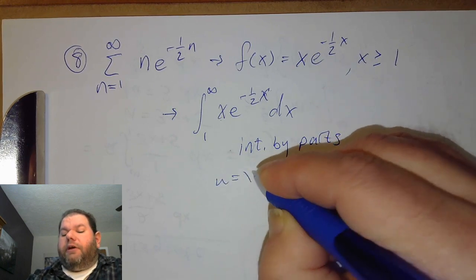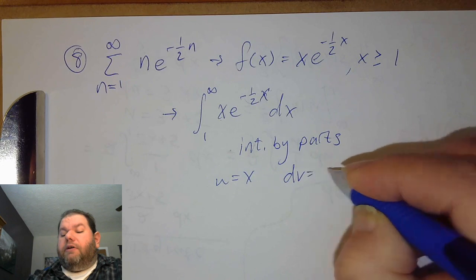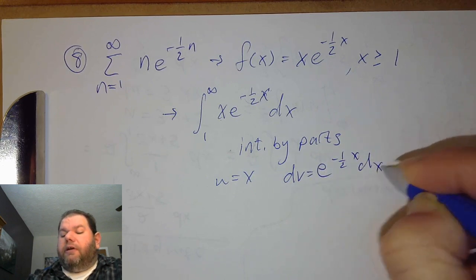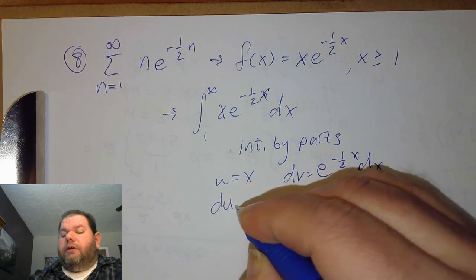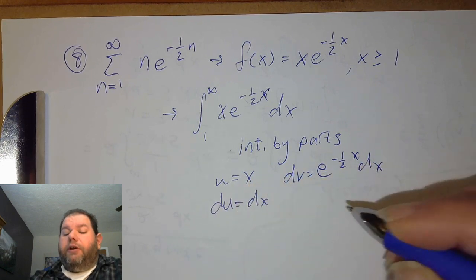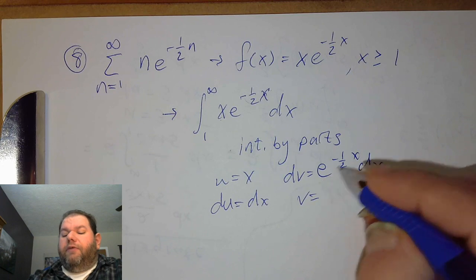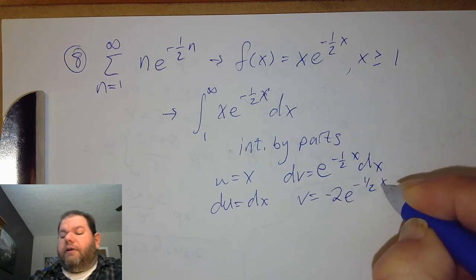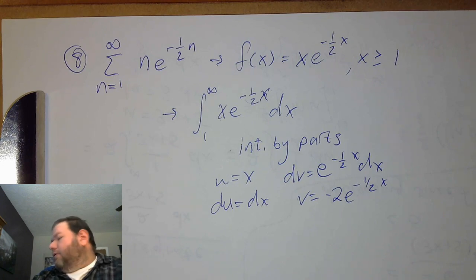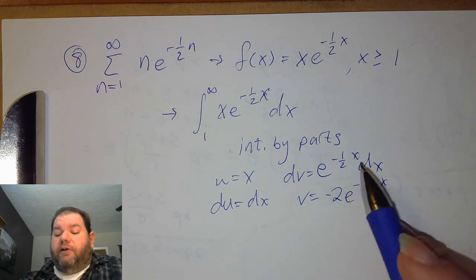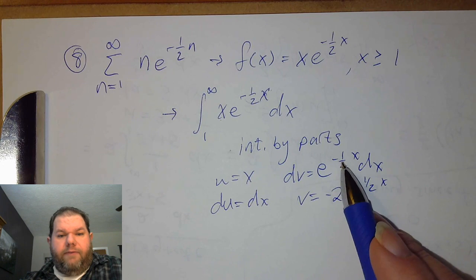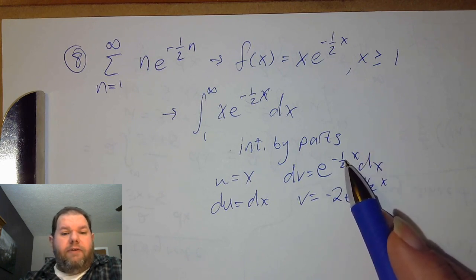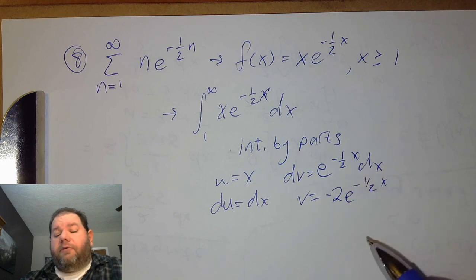So u is equal to x, dv is e to the negative 1/2 x dx, du is 1 dx, and v, if we integrate, is negative 2 e to the negative 1/2 x. We get the negative 2 here because we actually divide by negative 1/2 when we integrate, and dividing by negative 1/2 is the same as multiplying by its reciprocal, negative 2.